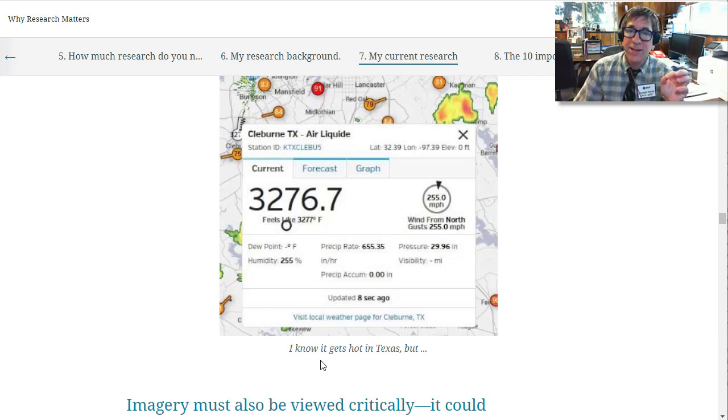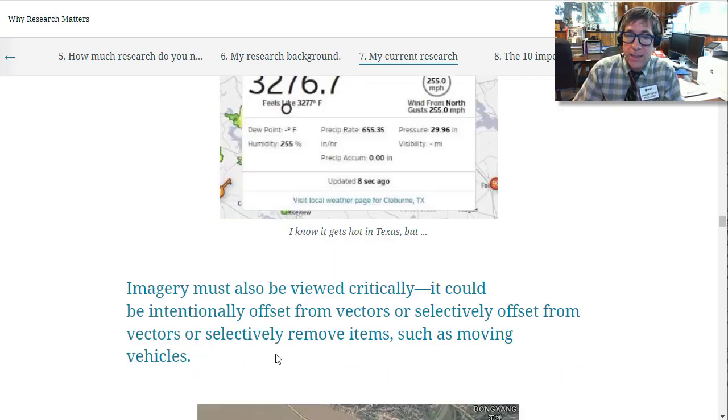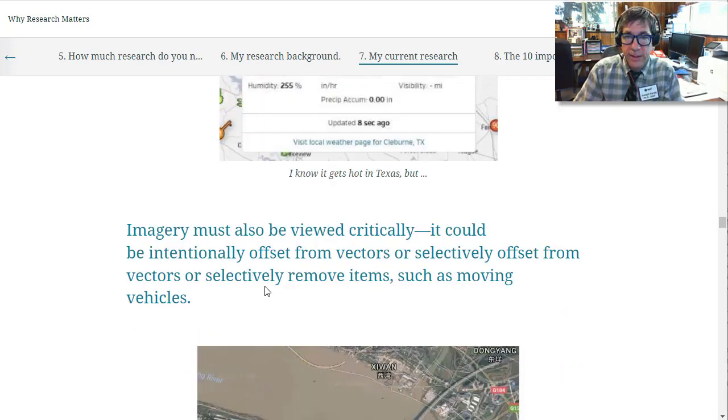It's wonderful that we have these data sets at our fingertips: wildfire perimeters, stream gauges, earthquake epicenters, traffic, weather. But they can be in error. Imagery must also be viewed critically. It could be intentionally offset or selectively offset.